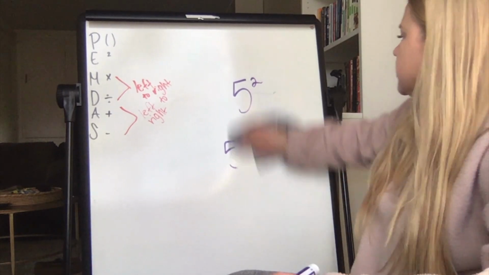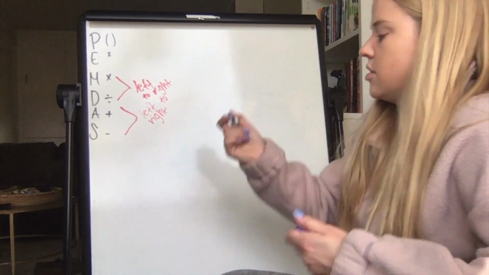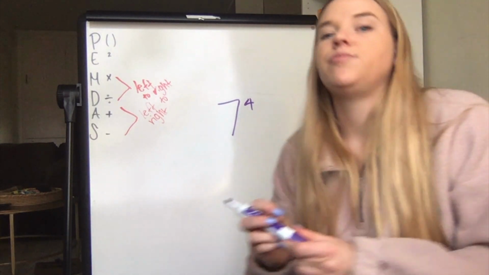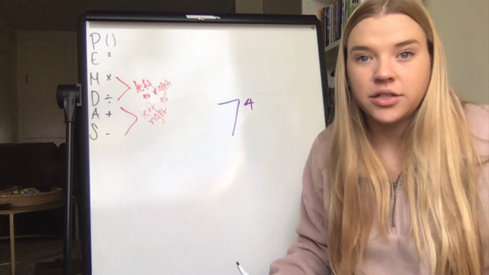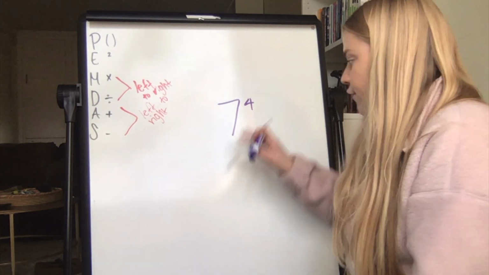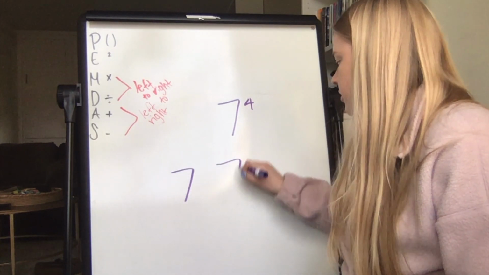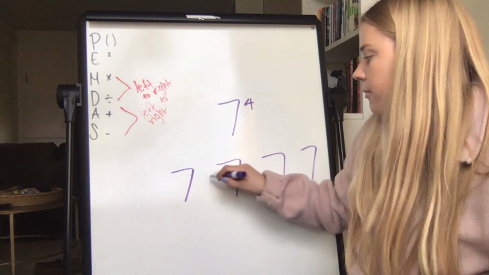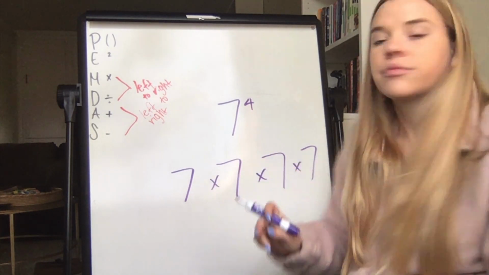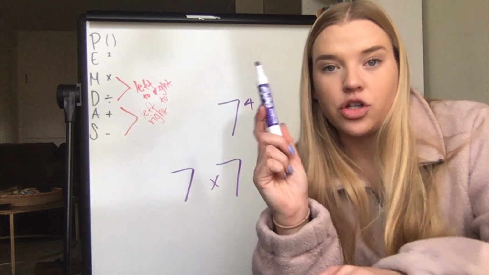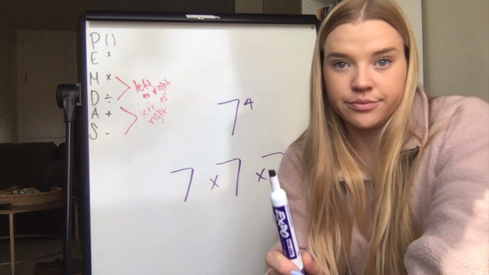I can also get into bigger numbers where it gets harder. Let's say 7 to the 4th power. Now, my base here is 7. How many times am I going to write it? 4. So 7 written 4 times, and this is repeated multiplication. I'm actually going to pause, and I want you to pause, and I want you to solve this one yourself.